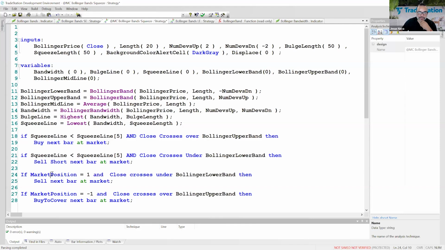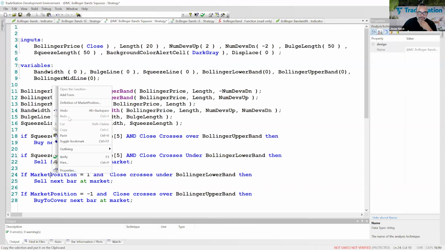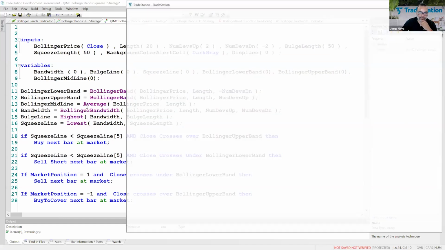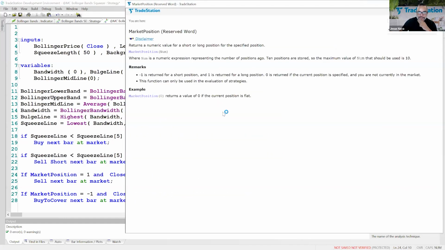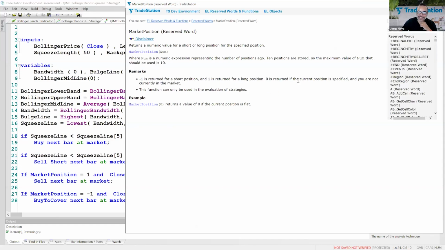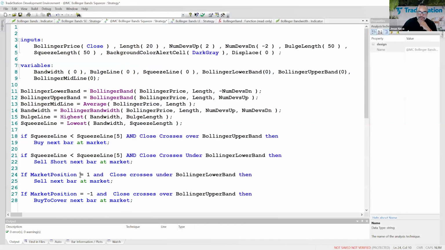And then here, if market position, let me take a look at the definition of market position. Market position can be three things. It can be 0 if you're flat, it returns -1 if you're in a short trade, and it returns 1 if you are in a long trade. So if I'm long, meaning that market position equals 1, and the close crosses under the Bollinger lower band, then I'm going to sell.